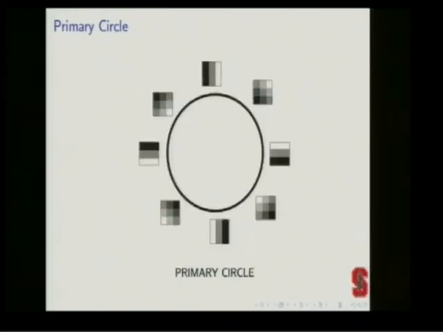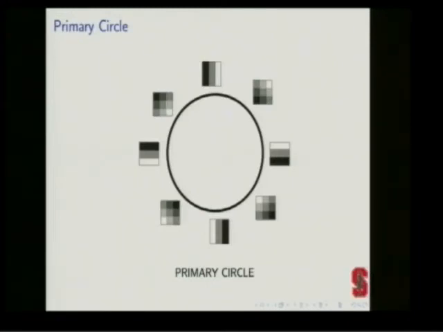If you look at this, this is what I would call the primary circle. And it lists the patches going around there. What you can see is that this is simply a discretized version of a linear gradient going from light to dark, but at different angles going around. And so the reason there's a circle here is because there's an angular component to it. And so that's what you see.